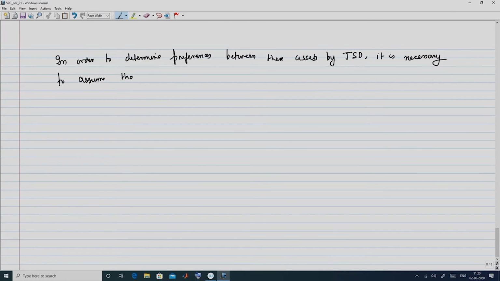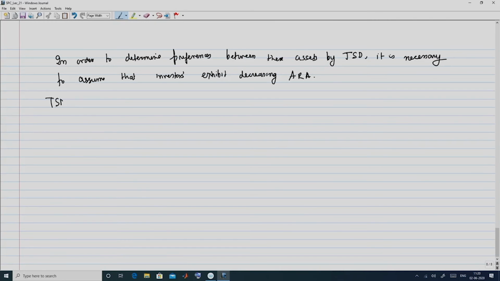So, in order to determine preferences between these assets by the third order stochastic dominance, it is necessary to make one more assumption that investors exhibit decreasing absolute risk aversion.